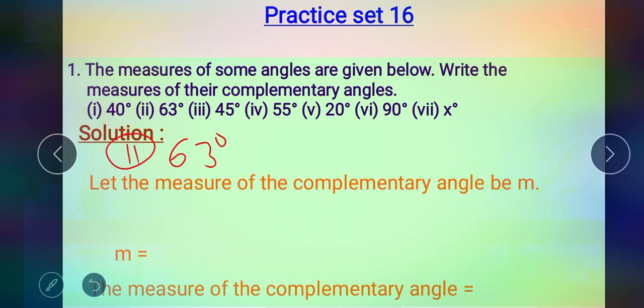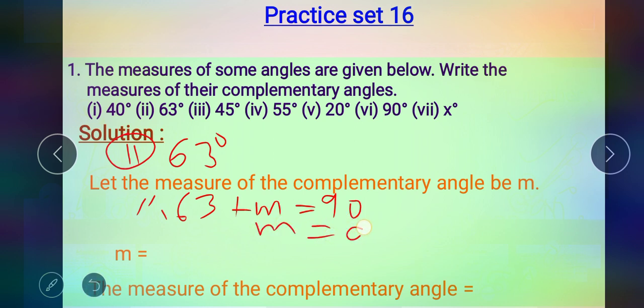Now we know the addition of complementary angles must be 90. So here we can write 63 degrees plus m should be 90 degrees. Here 63 is addition; when you change the side, it will become subtraction, and we'll get 90 minus 63. Now you can subtract 90 minus 63, and you will get 27 degrees.